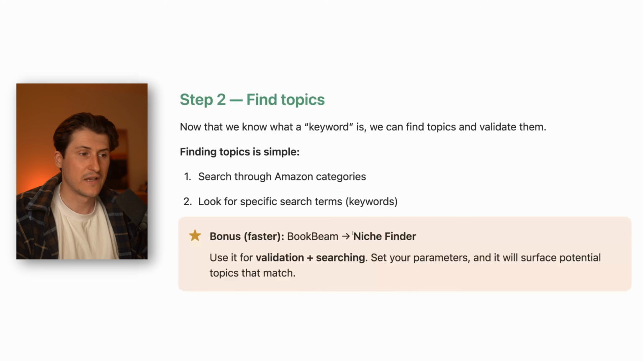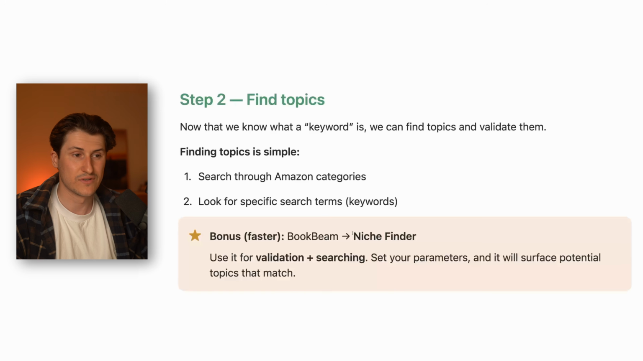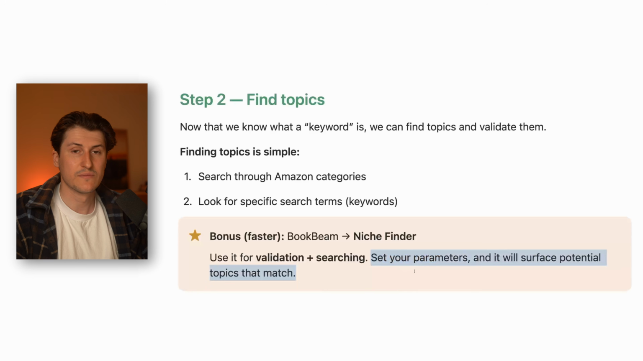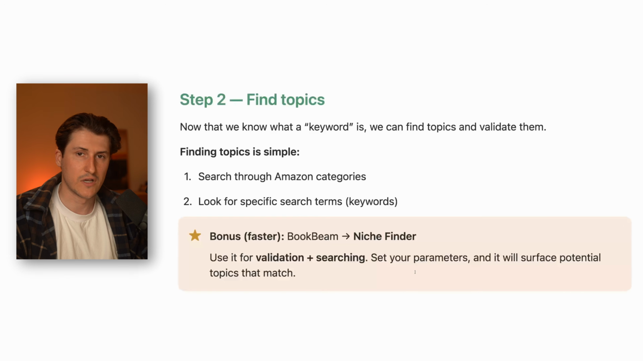However, there is a faster way to bypass not only the searching process, but the actual validation process as well. That's using the BookBeam niche finder. So we simply set the parameters that we want, and it's going to show us books that fall under those parameters. I'm going to walk you through this in a second as well, and just make it super easy for you to find potential topics.